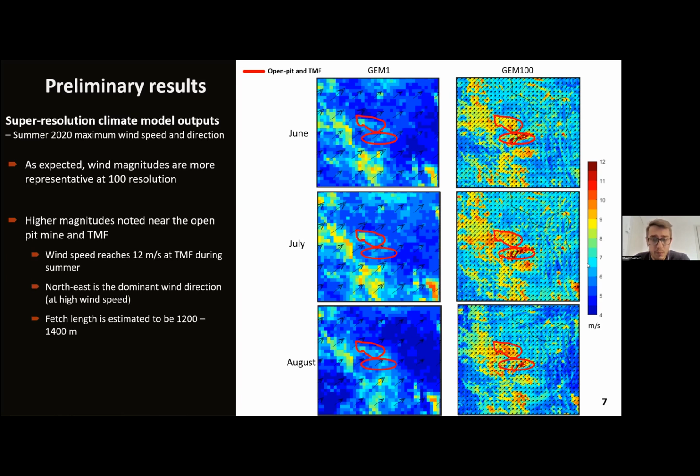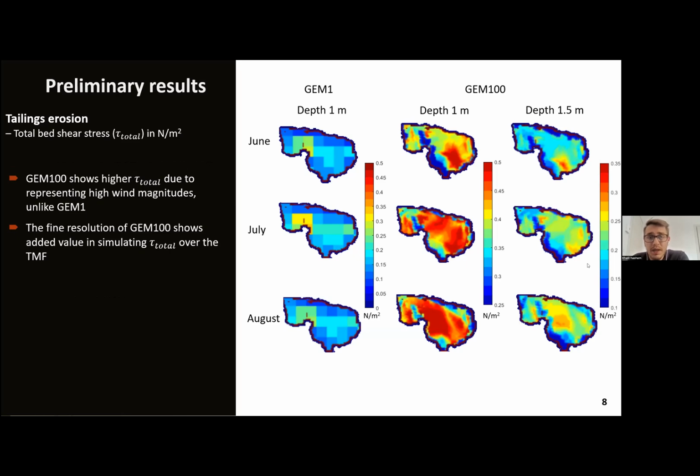Also, the dominant wind direction at high wind magnitudes is the northeastern direction for both GEM 100 and GEM 1, resulting in a fetch length over the tailing pond between 1,200 meters and 1,400 meters. Looking at the shear stress values at the tailing surface, we can see that the results using GEM 100 outputs show higher stress values when compared to GEM 1, where it reaches 0.5 Pascal using GEM 100 outputs and only 0.35 Pascal using GEM 1.